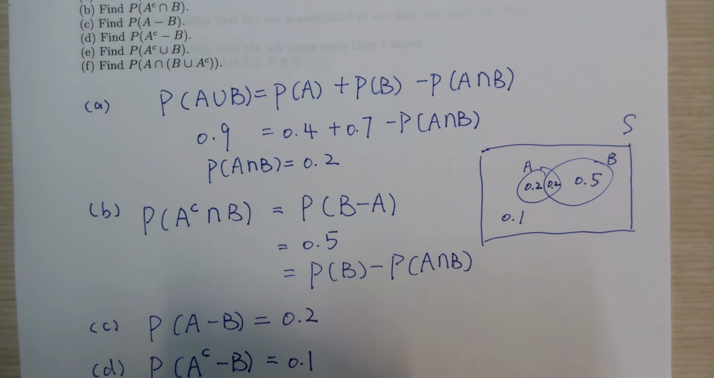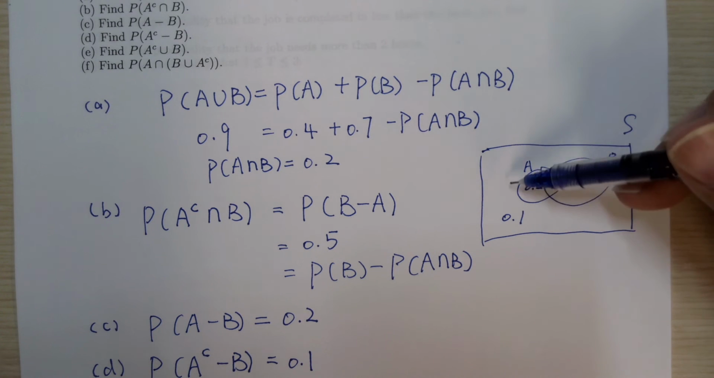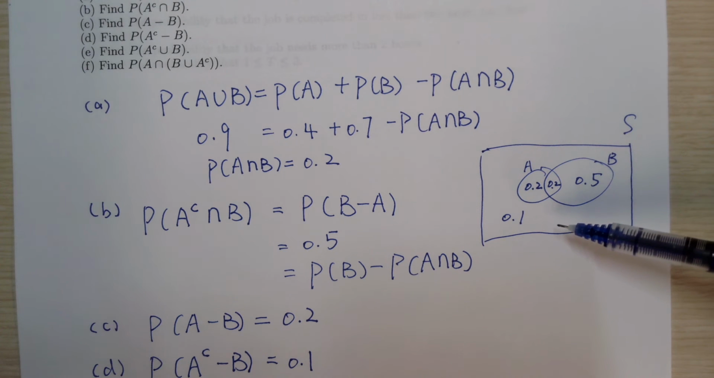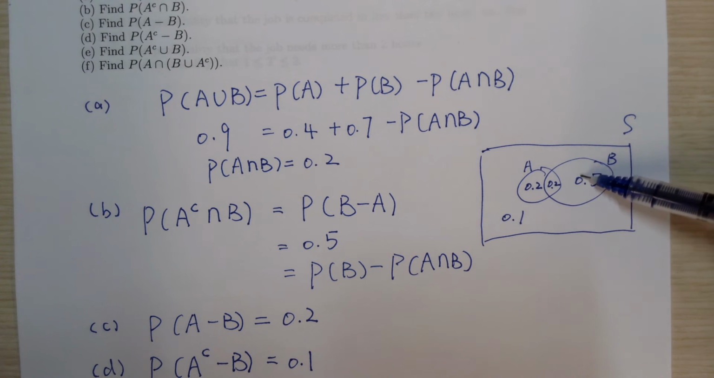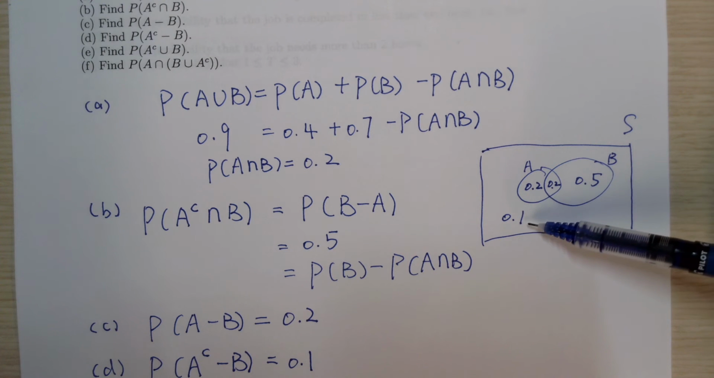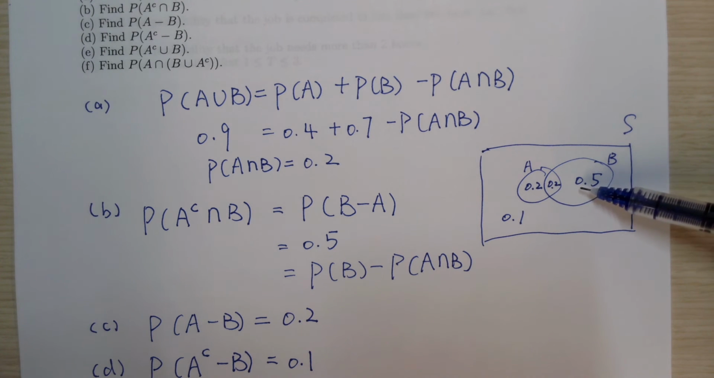Problem E is to find P(A complement union B). A complement is right here, it's all these pieces. And then a union with B basically adds this part, so it's three pieces: this piece, this piece, and this piece. As you can tell, it equals 0.8.